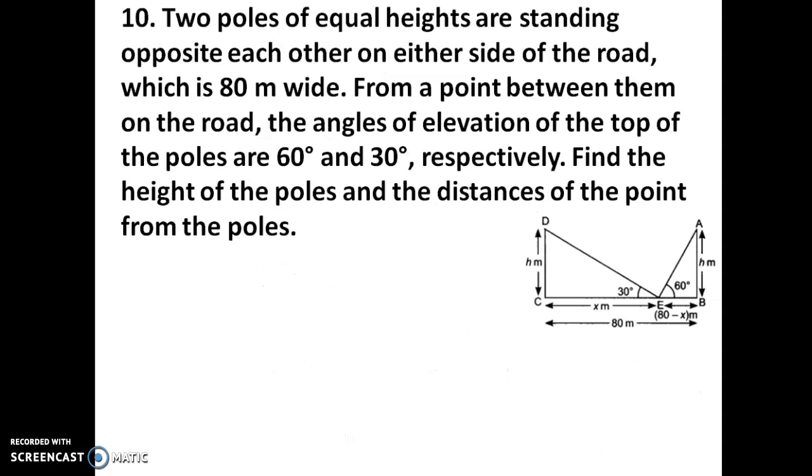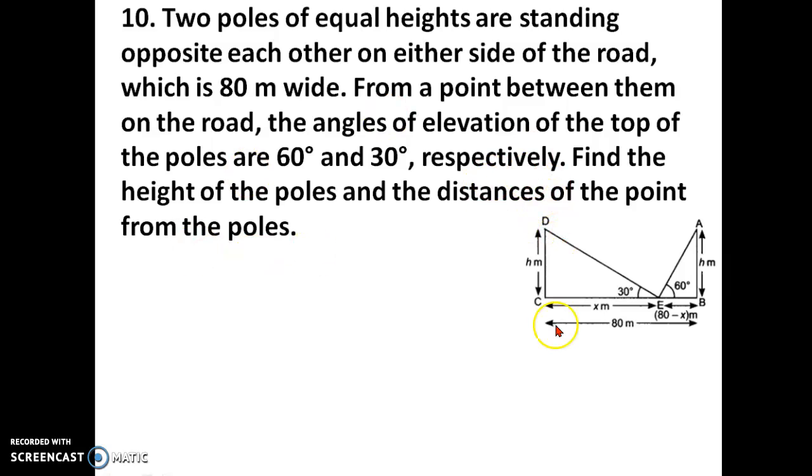10th problem. Two poles of equal heights are standing opposite each other on either side of the road, which is 80 meter wide. From a point between them on the road, the angles of elevation of the tops of the poles are 60 degree and 30 degree respectively. Find the height of the poles and the distance of the point from the poles.